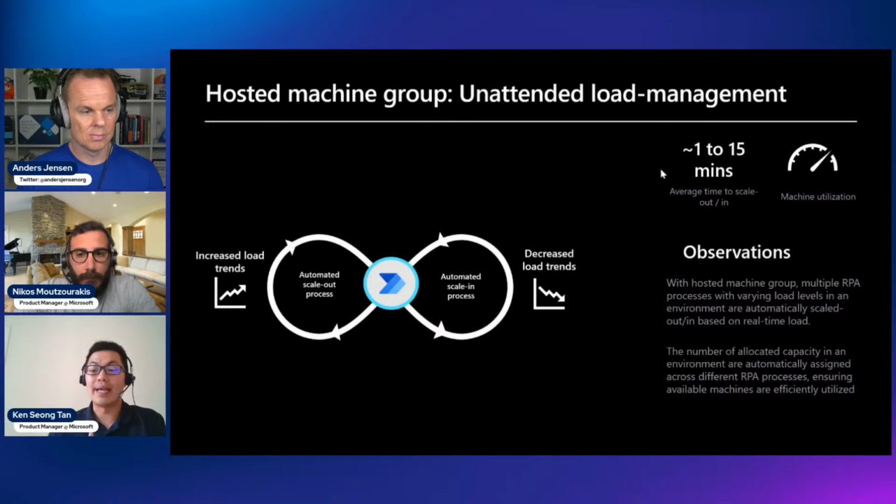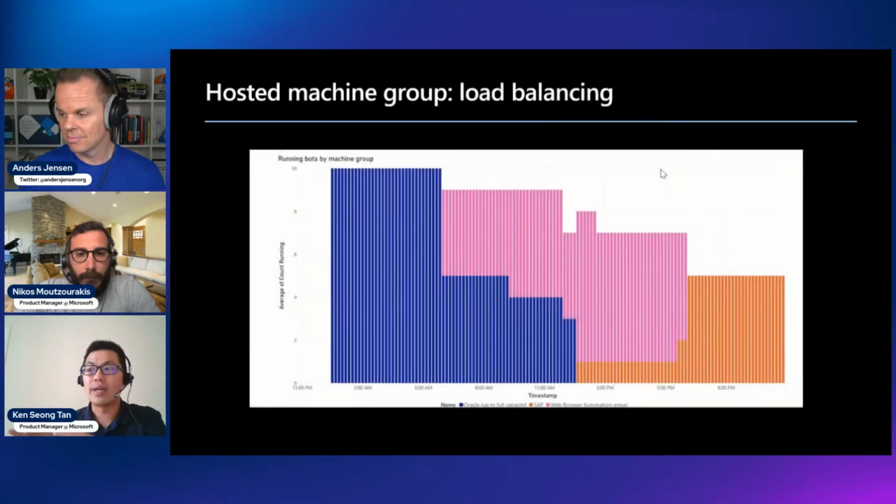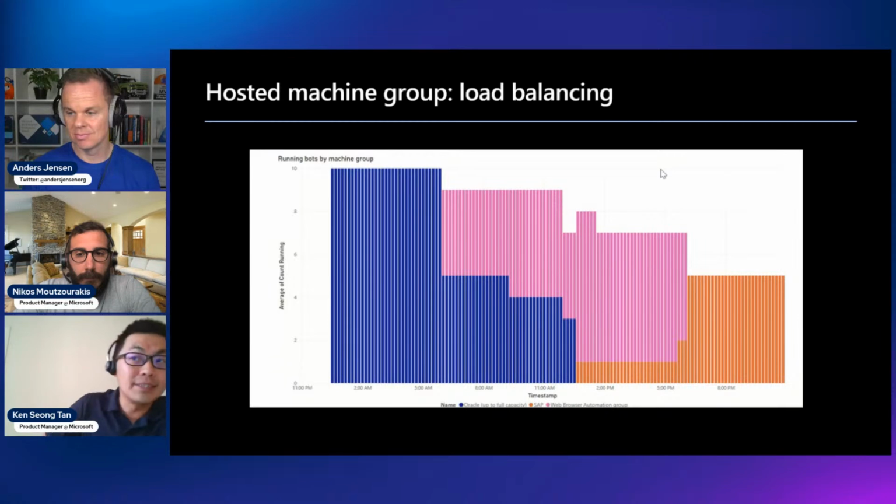What I'm going to do is show you an example. In this case, you've got three groups, which I call Oracle, SAP, and Web Browser Automation Group. And as you can see here, I have 10 bots allocated to this environment. So I've got 10 machine capacity in this environment. Because they are all load balanced and the automation work is scheduled at different points in time, you can share the capacity, increase your usage of your machines, and still meet the business requirement.